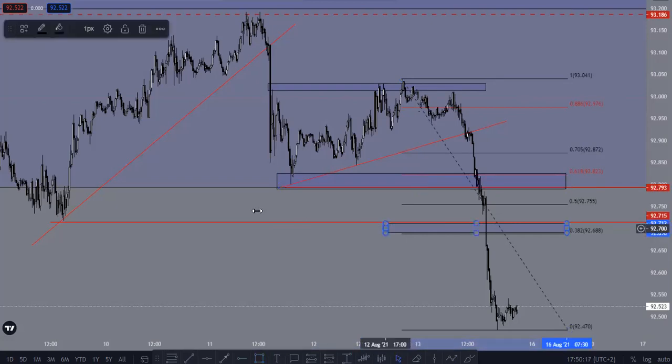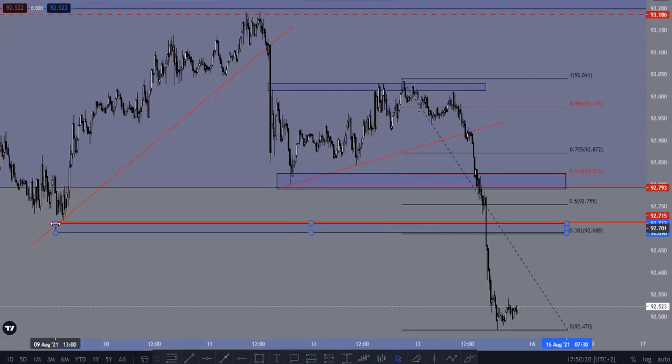Second structure, we have it here. So it's either this support holds and turns into resistance, then we go short, or this support holds or turns into resistance, then we go short. So with that, I'd expect price to do that. A couple of retests, then shoot to the downside.